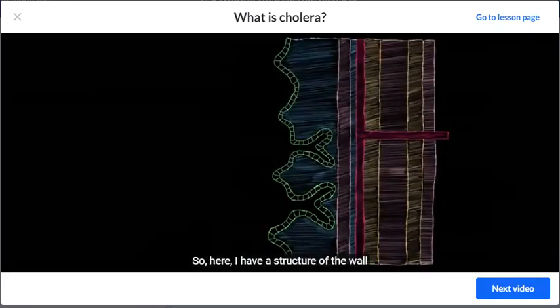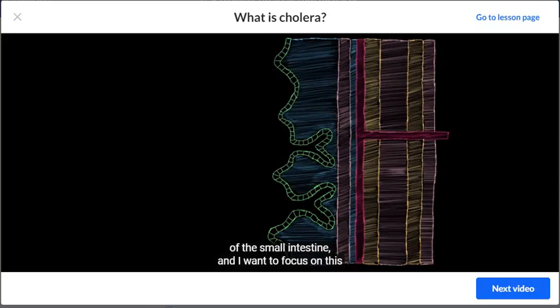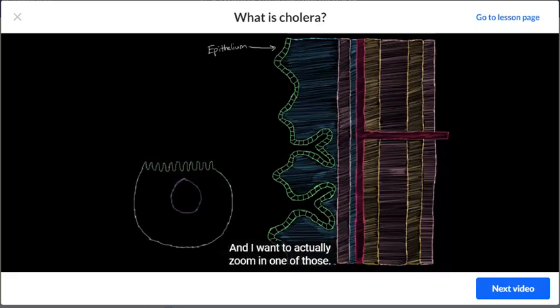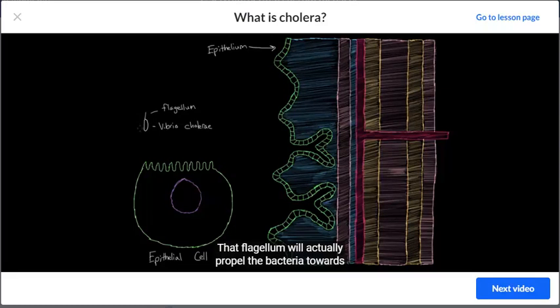So here I have a structure of the wall of the small intestine, and I want to focus on this green layer over here known as the epithelium. These green blocks are all of the epithelial cells, and I want to actually zoom in on one of those. So this is our epithelial cell. Over here we have the Vibrio cholerae bacteria. And you'll notice this kind of structure that sort of looks like a tail, and this is called the flagellum. That flagellum will actually propel the bacteria towards the epithelial cell.